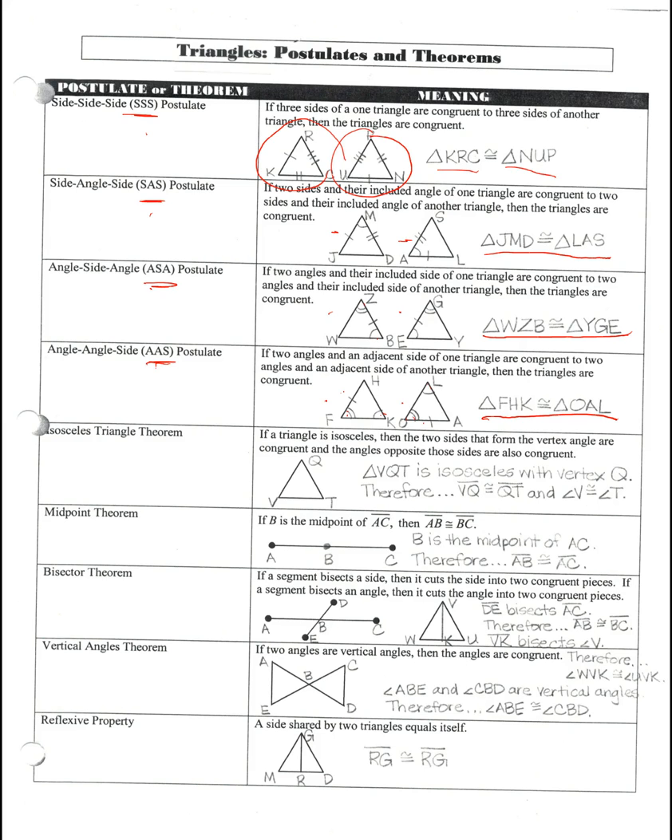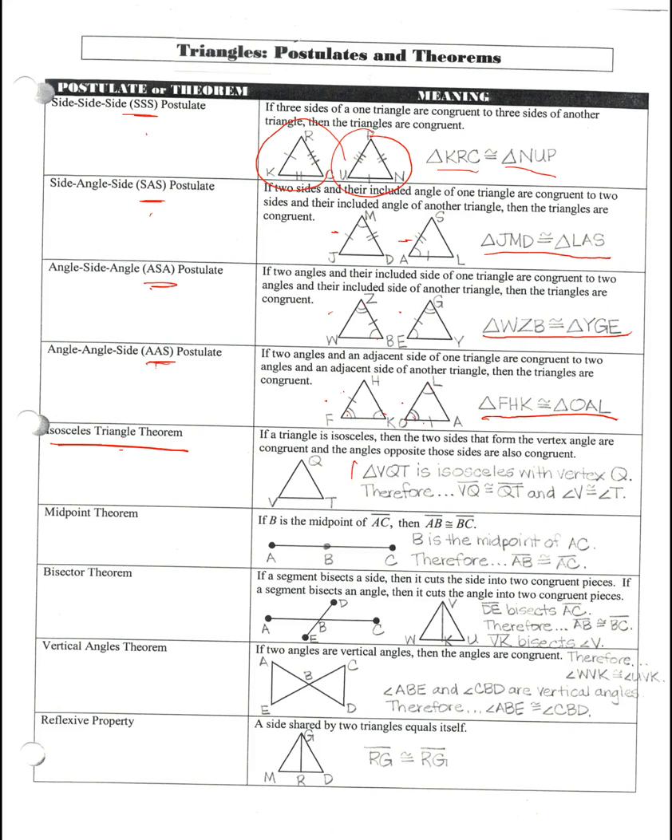The other thing that we did not talk about is the isosceles triangle theorem. And what that says is if you're told that a triangle is isosceles, then the two sides that form the vertex angle are congruent, and the angles opposite those sides are also congruent. And you have the right to state those things because of the isosceles triangle theorem.